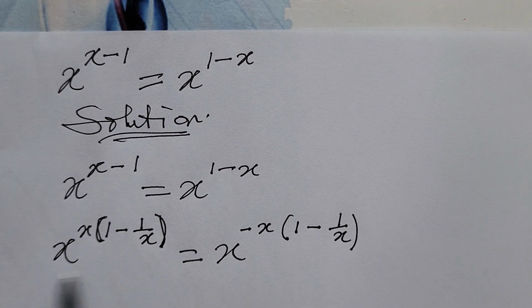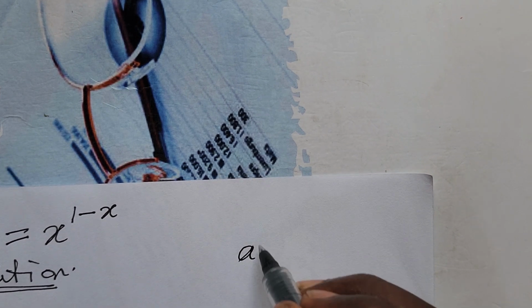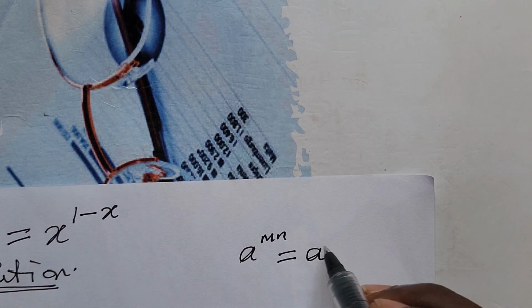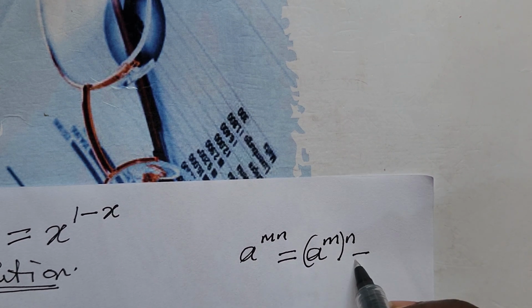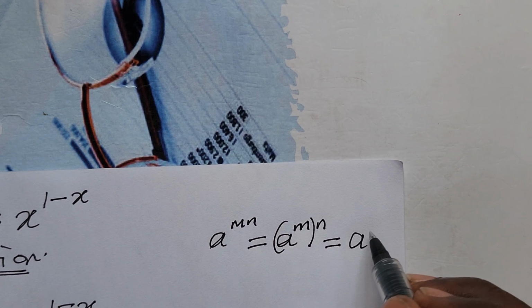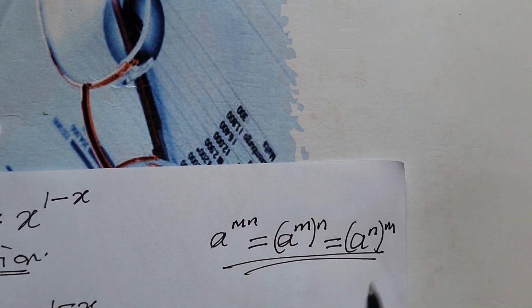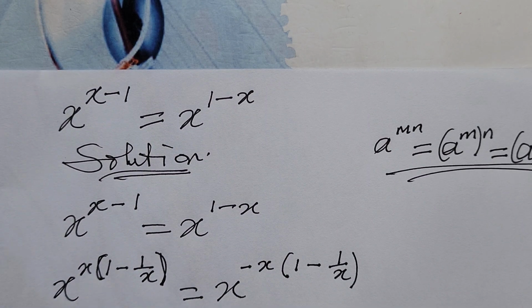All right, so we just have to rewrite the exponents again. According to the law, it says that if you have a to the power of mn, this is equal to a to the power of m bracket n, which is equal to a to the power of n bracket m. Easy, right? So we can rewrite these exponents again.